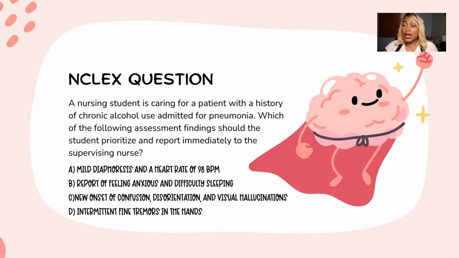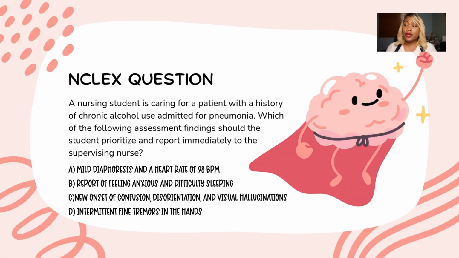And now it's time for an NCLEX question. A nursing student is caring for a patient with a history of chronic alcohol use admitted for pneumonia. Which of the following assessment findings should the student prioritize and report immediately to the supervising nurse? A, mild diaphoresis and a heart rate of 98 beats per minute. B, reports of feeling anxious and having difficulty sleeping. C, new onset of confusion, disorientation, and visual hallucinations. D, intermittent fine tremors in the hands.